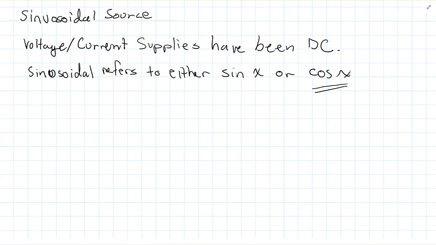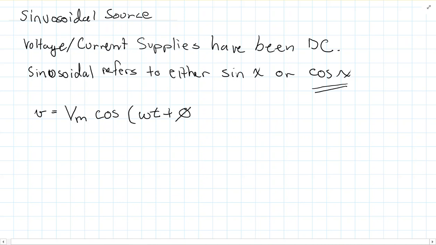So let's just for argument's sake start with saying we have a voltage source. And so we're going to say V is equal to V sub m, and then, as I said, we're going to have cosine typically here, and then we have omega t plus phi.